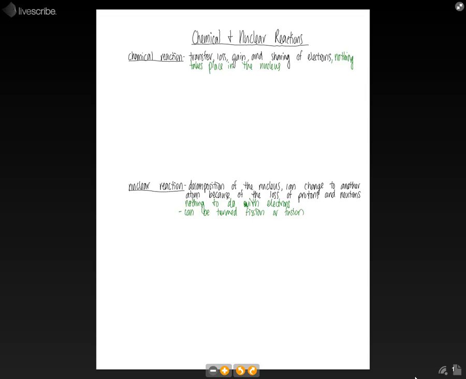And in a chemical reaction, a substance is changed to one or more other substances because of actions of electrons. So, kind of like we said before, strictly electrons with a chemical reaction.